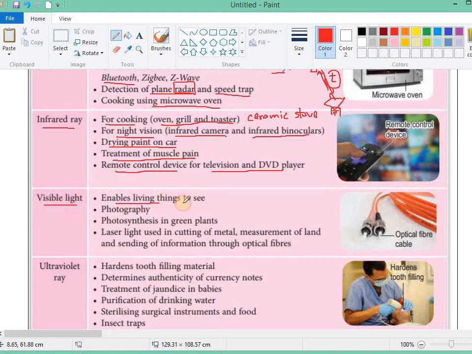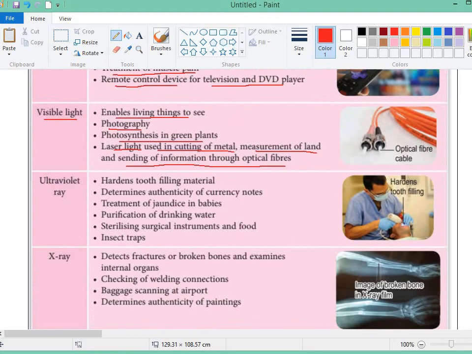Okay. Next is visible light. It enables living things to see, photography, photosynthesis in green plants, laser light used in cutting of metal, measurement of length, and sending of information through optical fiber. Okay, we use visible light. Okay, this is all application of visible light.